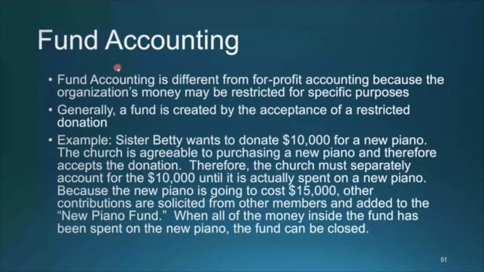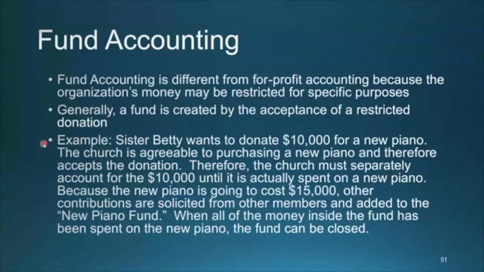So with that backdrop, let's talk a little bit about fund accounting. Fund accounting is different from for-profit accounting because the organization's money may be restricted for specific purposes. And this is a key point. This restriction or designation of donations is what would create a separate fund. If somebody gives money with restrictions or designations, and you don't have a fund that already has those same restrictions, you'd have to create a new one. So generally, a fund is created by the acceptance of a restricted donation.